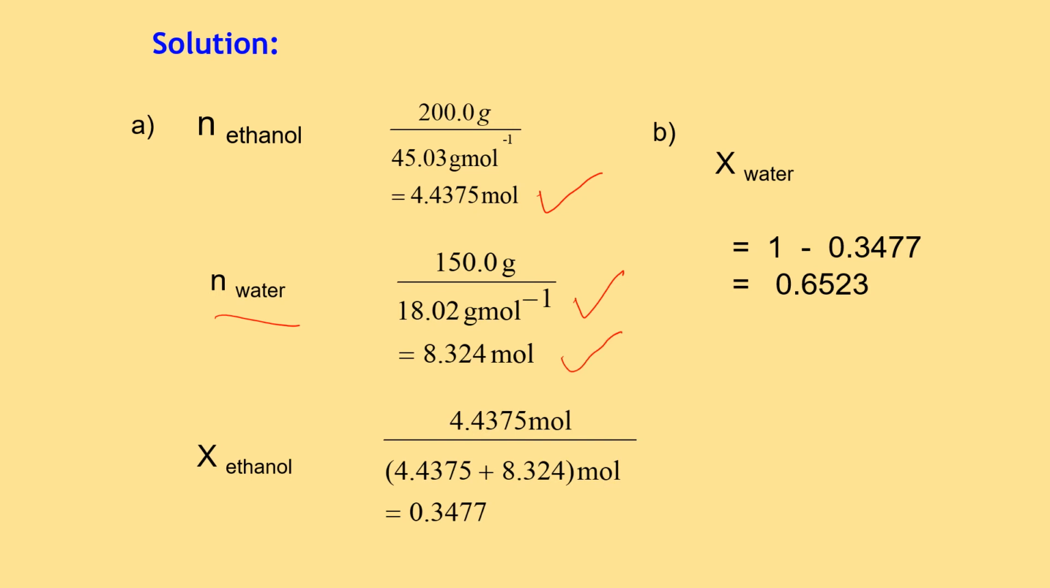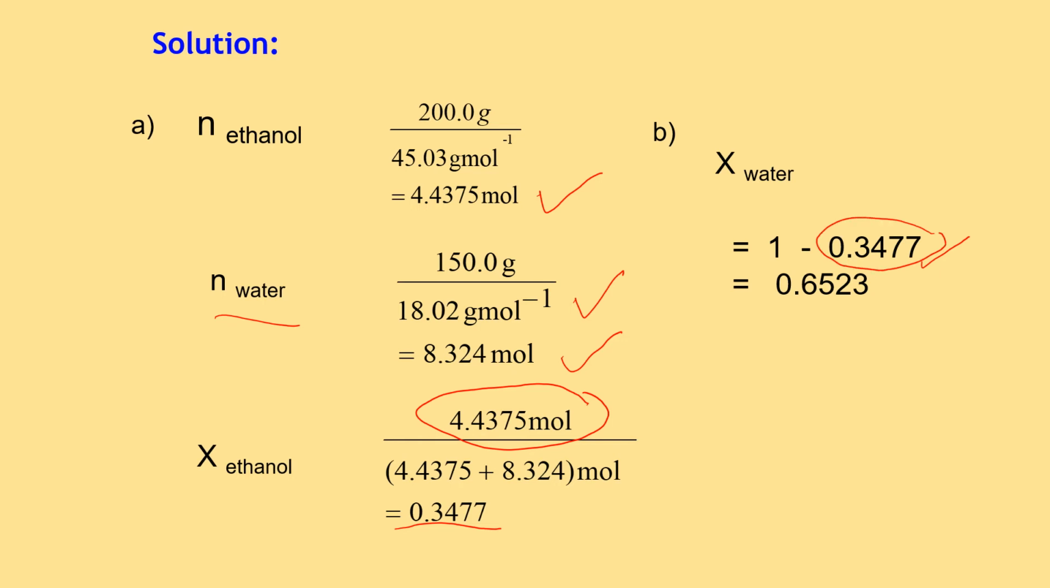So for mole fraction of ethanol, insert the value of mole of ethanol divided by the total mole of ethanol and water. Then you have mole fraction, which is 0.3477, without unit, for mole fraction of ethanol. B, to find the mole fraction of water, just do 1 minus 0.3477. So this one is mole fraction of ethanol.